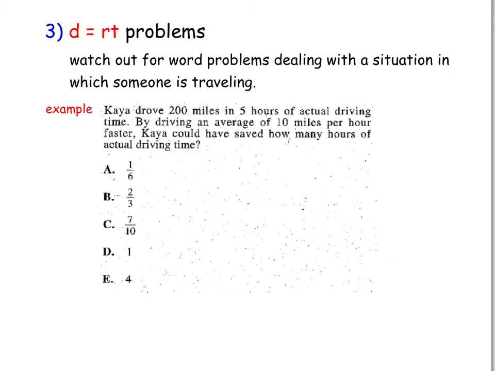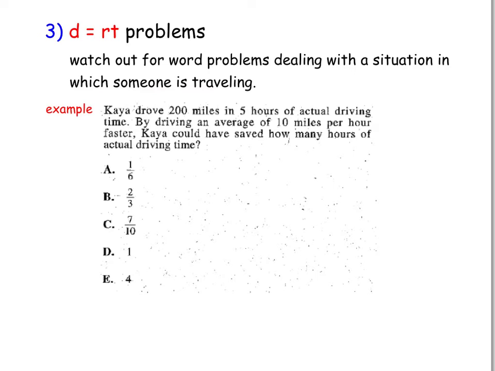You see these problems typically in your physics classes, and you've got to watch out for word problems that talk about a situation in which someone is traveling, like somebody traveled a certain distance in a certain amount of time, or they give you different things based upon a travel situation or a trip. And this problem says Kayla drove 200 miles in 5 hours. It says by driving an average of 10 miles an hour faster, Kayla could have saved how many hours?